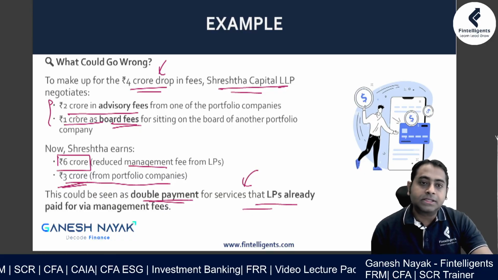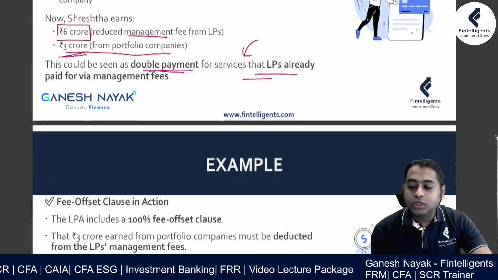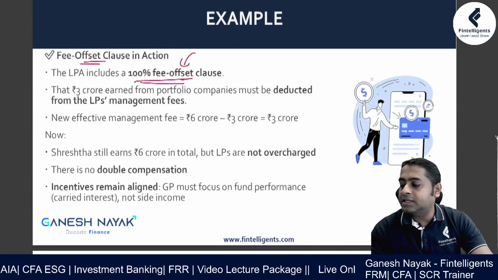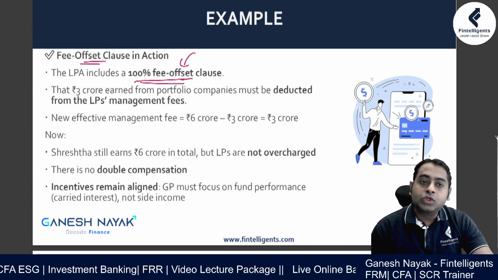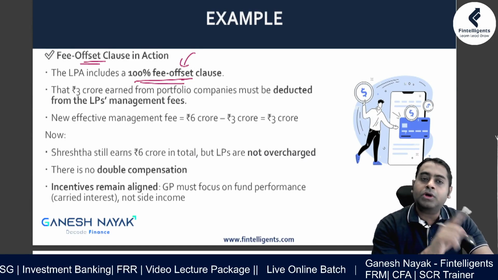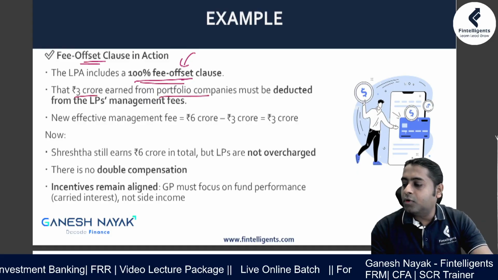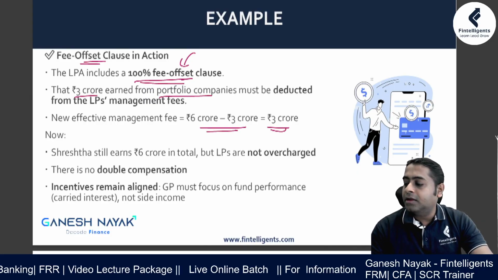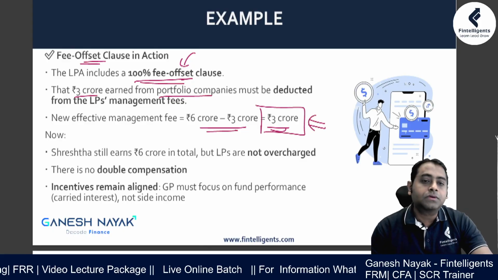So that will lead to a double payment that has to be avoided. Okay, I hope everybody is clear. So how will you do that? You add a clause, a fee offset clause. Let us assume there is a 100% fee offset clause. The LP is going to say, you're going to earn that 3 crore from the portfolio company, so when I pay you the management fee, I'm not going to pay you that 3 crore. So your management fee is reduced.